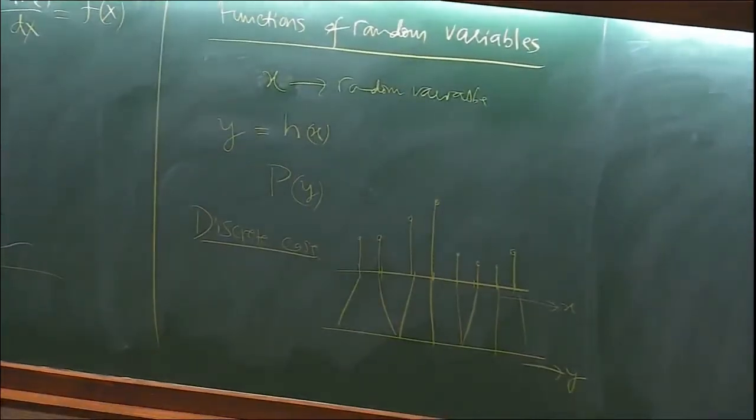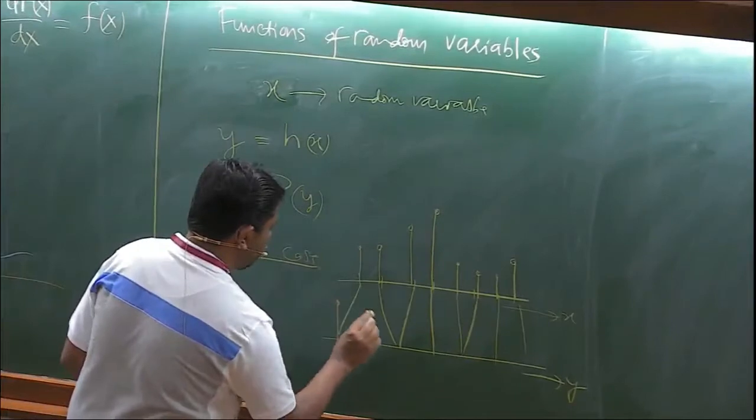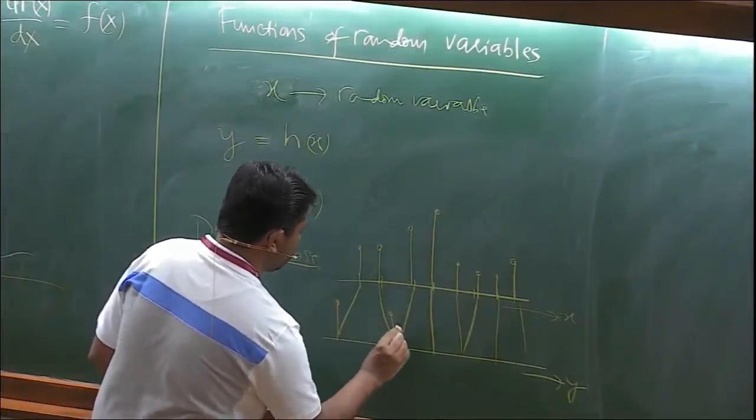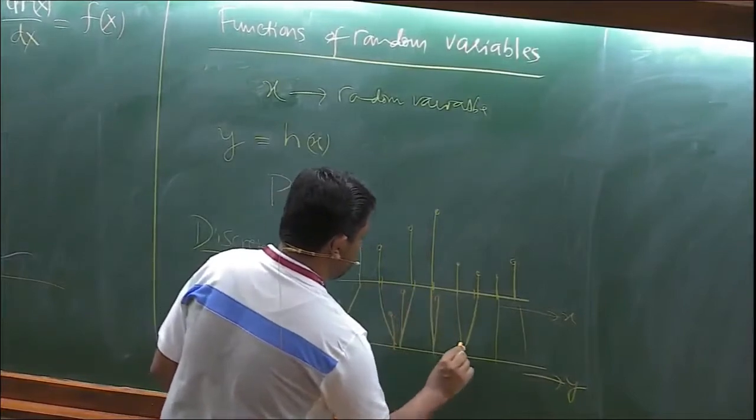However, the probabilities themselves cannot change, right? Because they're just discrete numbers sitting there. So they'll be exactly the same. This one will be longer, this one will also be longer.